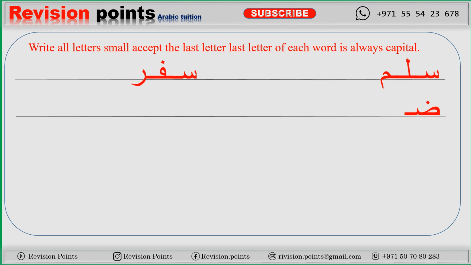Starting shape of dod, then ra, ra have space, then ba. Then join together.